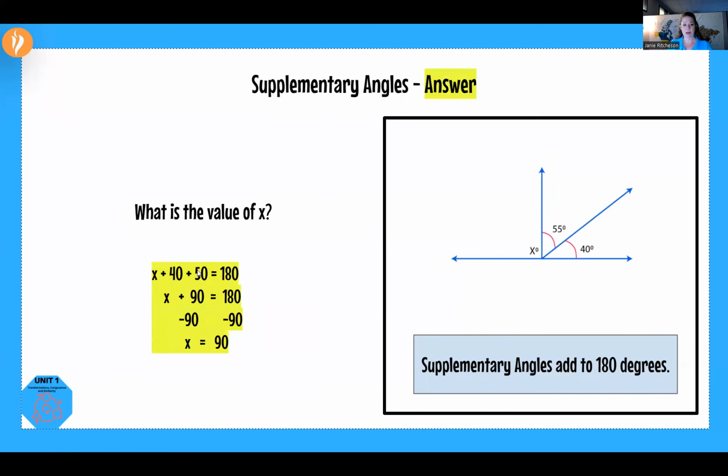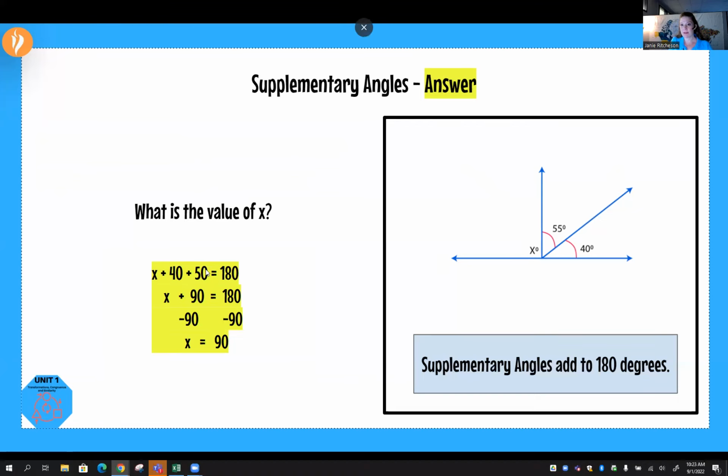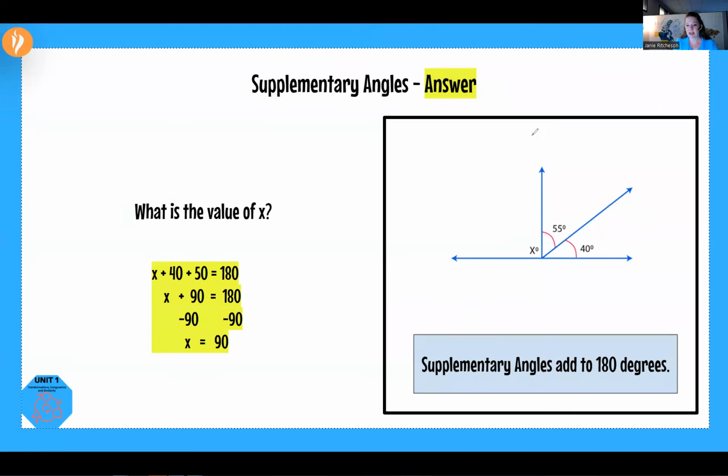All right, so I just noticed that I made a typo on this one because I typed that this measure is 55 degrees, but it isn't. So let me fix that real quick. I'll fix it before I publish this slide deck. All right, so this should be 55 degrees right there.